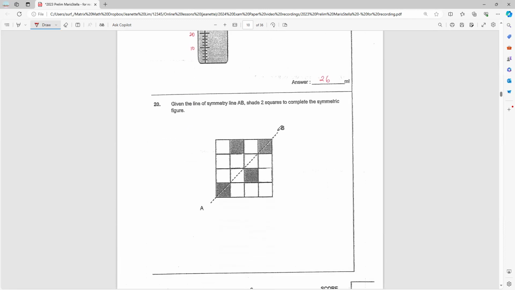Given the line of symmetry AB, shade 2 squares to complete the symmetric figure. Okay, so first, this one is symmetrical already. There's one over here. Half a square away. So this one. Then this one is just touching the line of symmetry. So over here, this square. Okay. Then shade 2 squares. These are the 2 squares they are supposed to shade.